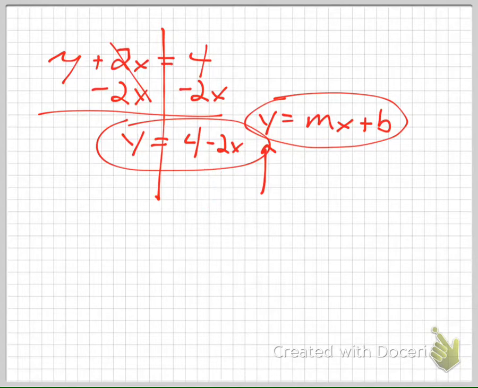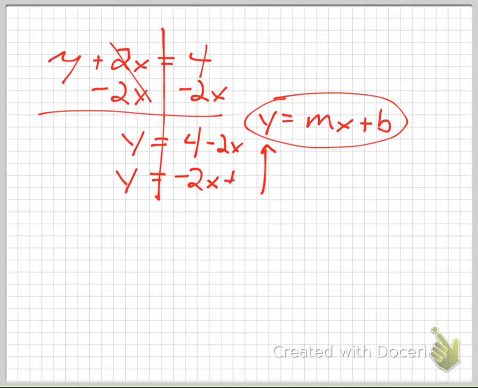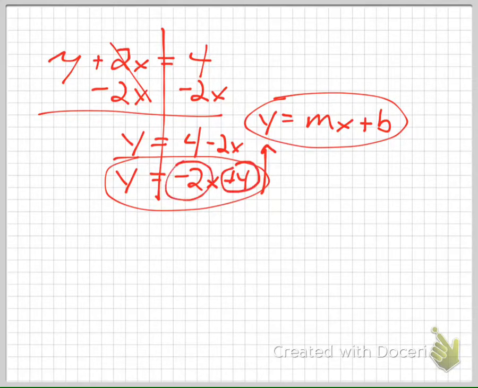I need to move these guys. Am I allowed to just move them around? Yes, I can move them around if it's just addition. That's the commutative property of addition. So I'm going to move these around: y equals negative 2x plus 4. Now it's in slope-intercept form. Now it should take me 20 seconds to graph, because I understand that the y-intercept is at 4 and the slope is negative 2, and I can graph that.